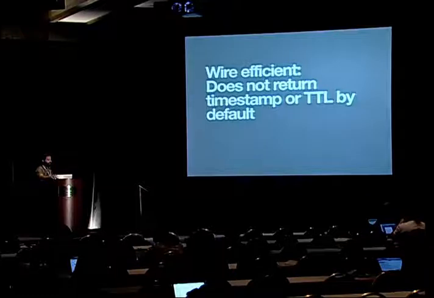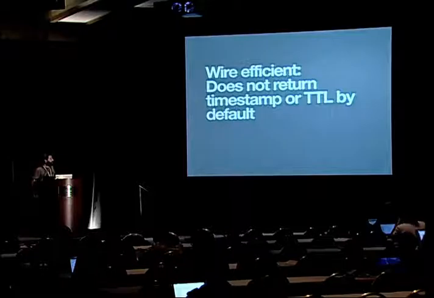CQL is also really wire efficient. It doesn't return a timestamp or TTL by default. You have to ask for those explicitly, and those can burn 64 bytes each on the wire. If you're doing a high read workload, that adds up.